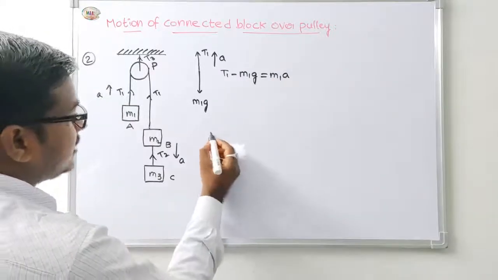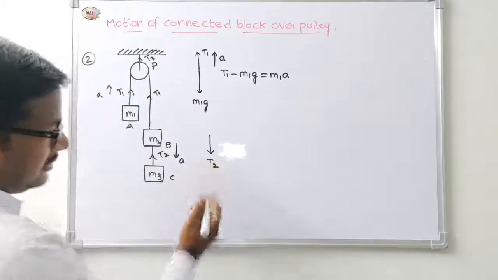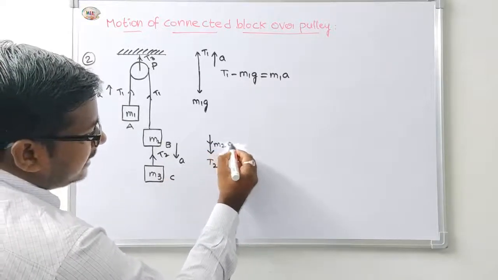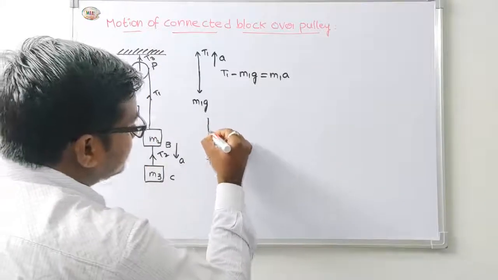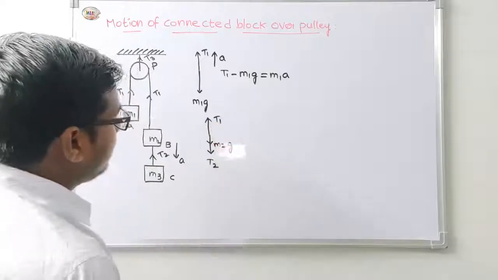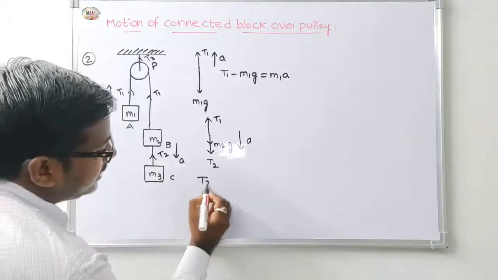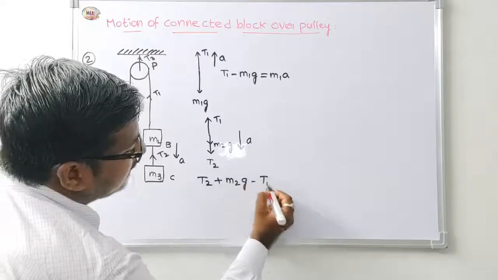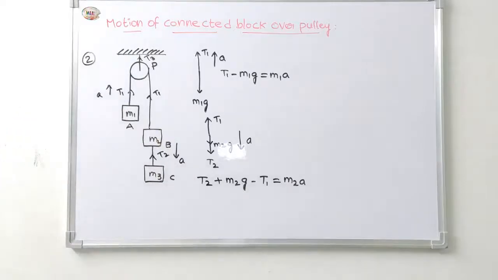Next, take block M2. T2 is acting along the string, and M2G is acting vertically downward. One force is acting upward along the string, that is T1. Acceleration is acting downward. Write the equation: T2 plus M2G minus T1 is equal to M2A.